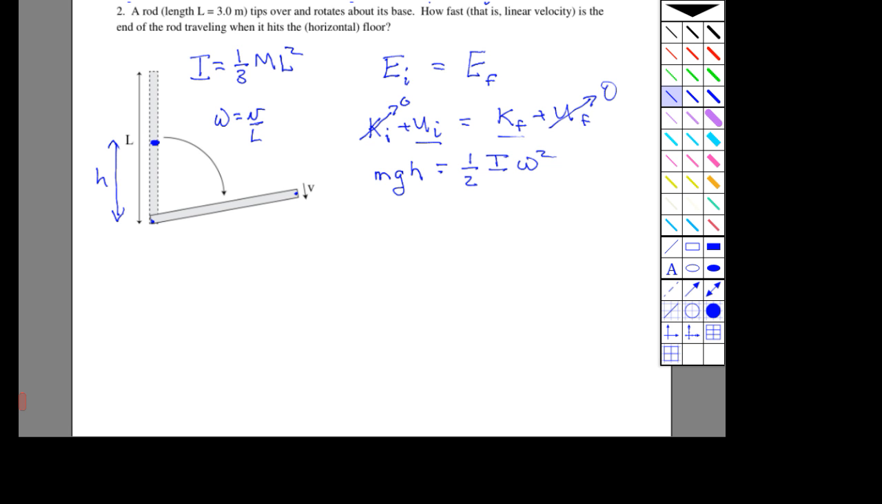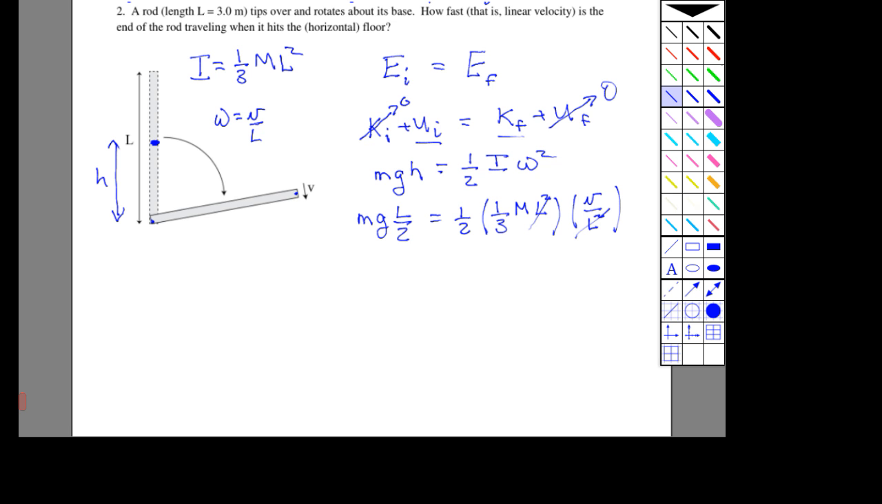So let's work with the equation we have. We have m times g times the height. The height is just half the length. This is equal to 1/2 times the moment of inertia, which is 1/3 times the mass times the length squared, times omega squared, which is just v over L squared.